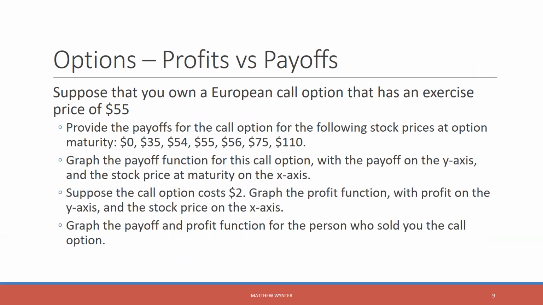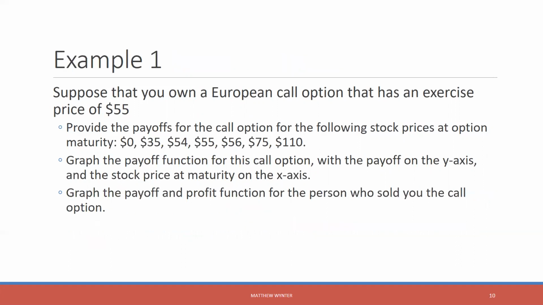Suppose you own a European call option with an exercise price, or strike price, of 55. So let's think about this. We bought a European call. It's got a strike at 55. Provide the payoffs for the call option, given all these different values that the stock price can fall at. Well, let's take a look. In this example, we've got the option maturing, and the stock falling at a value of 0, 35, 54, 55, 56, 75, and 110.